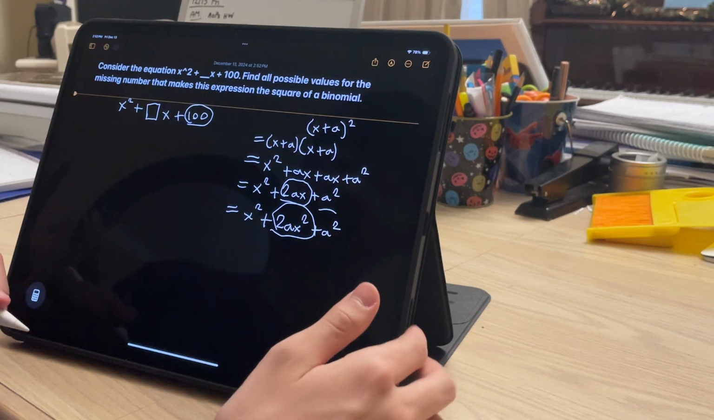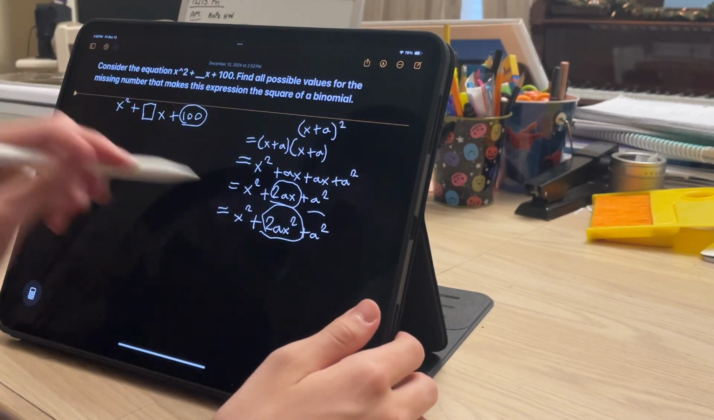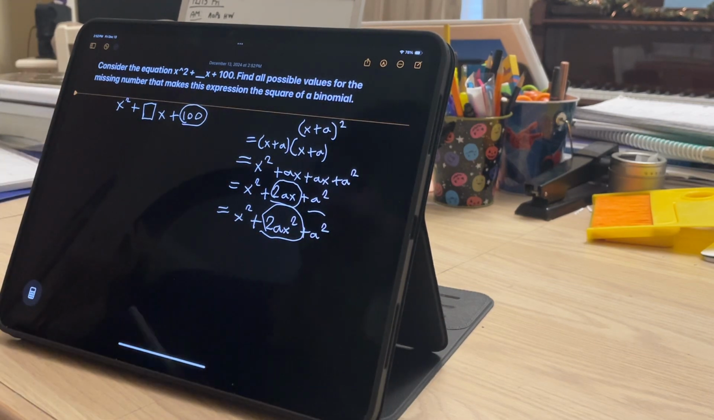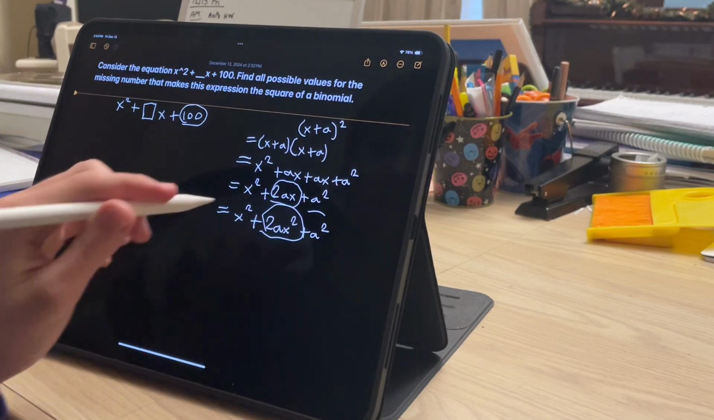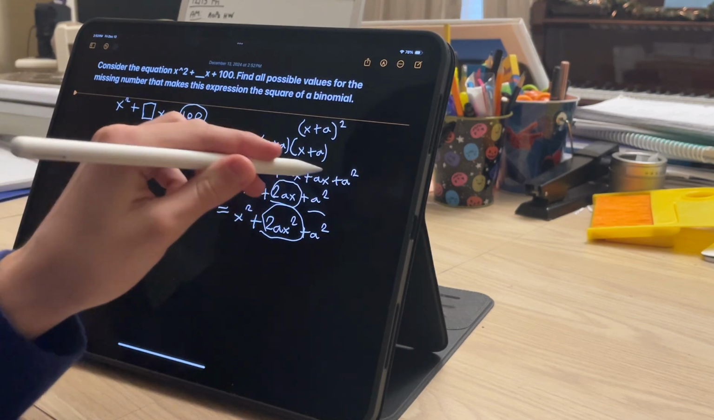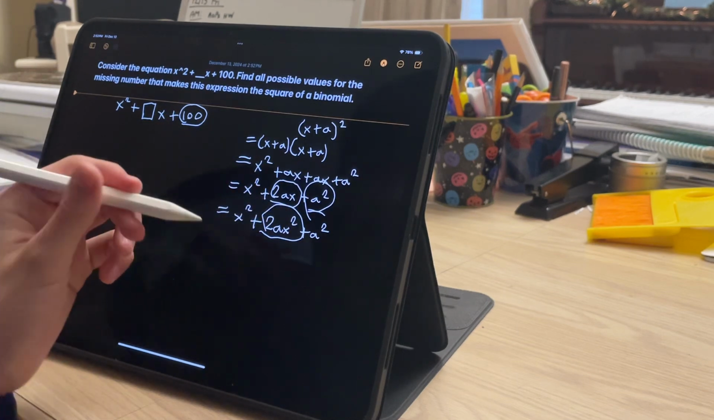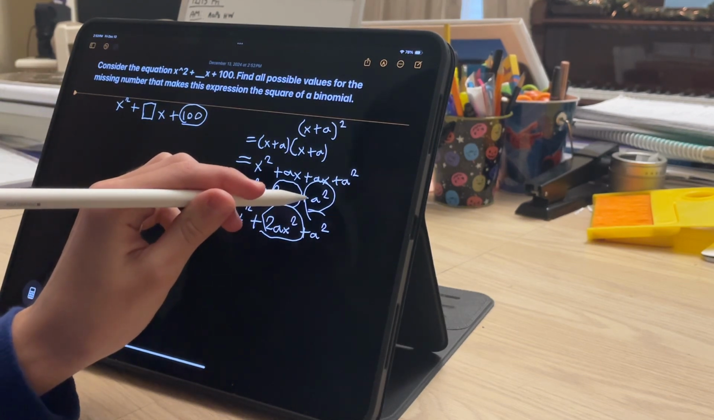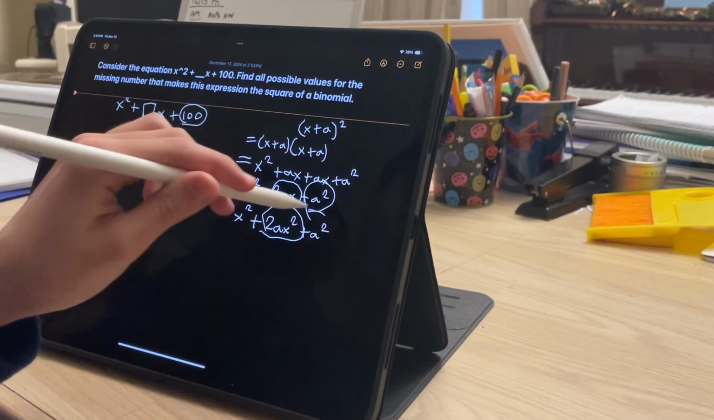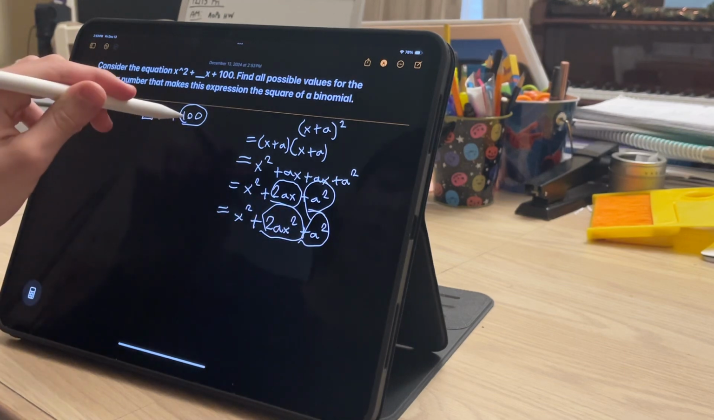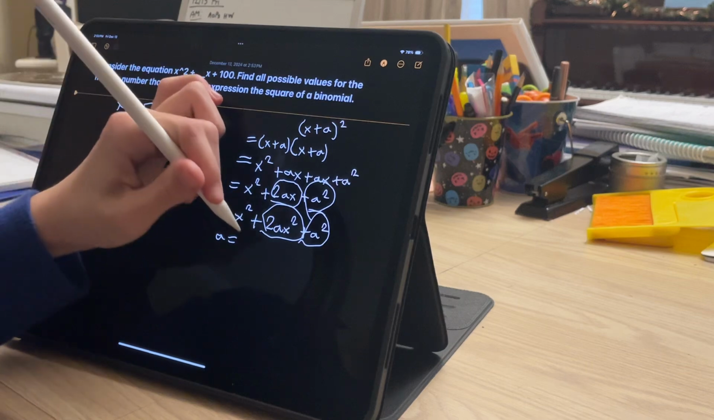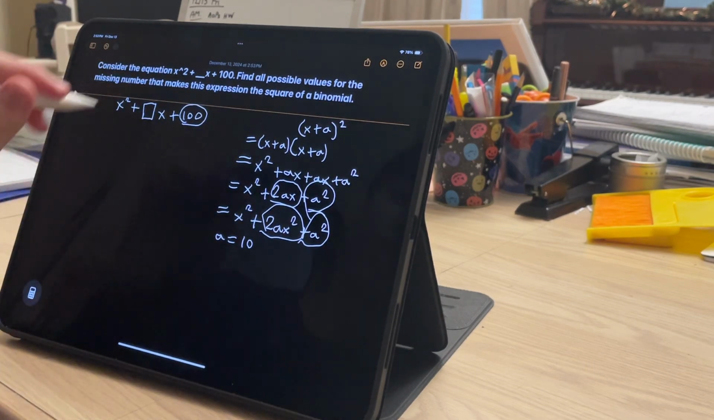This means that, going back to our example for squares of binomials, since the square root of 100 is 10, our a equals 10, because 10 squared equals 100. This is the constant term here. That is 100, which means our a, we're going to go ahead and write this down: a equals 10, because a squared, 10 squared, is 100.